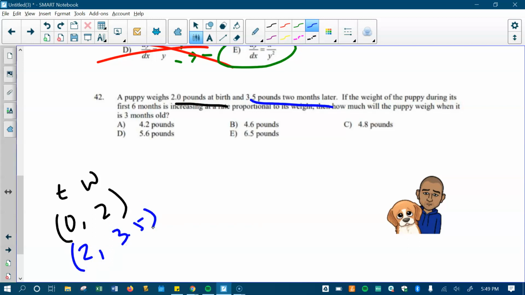And if the weight of the baby during its first 6 months, that's a long sentence, the weight of the baby during its first 6 months is increasing at a rate proportional to its weight, how much will the puppy weigh when it's 3 months old?